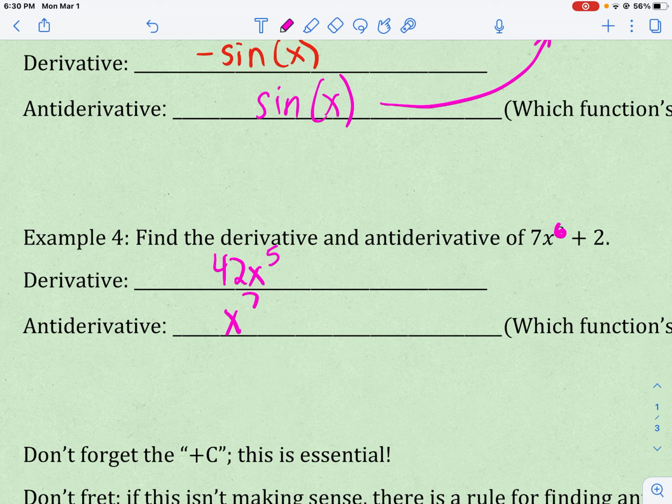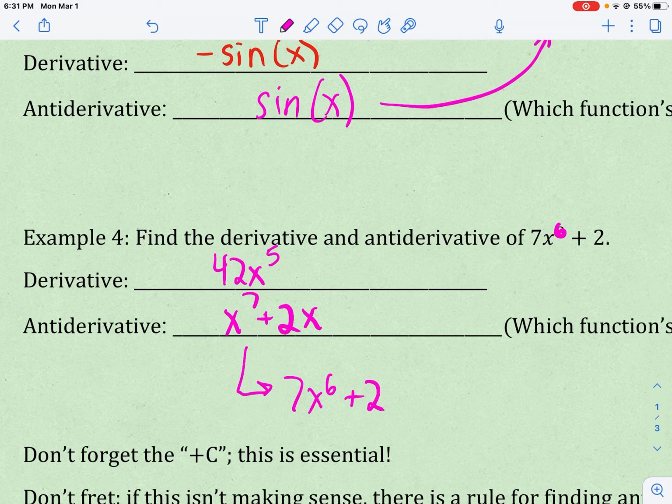Now, what function gives us the derivative of just 2? Well, that would be 2x, right? So again, we can check this by taking the derivative. The derivative of x to the 7th is 7x to the 6th. Derivative of 2x is 2. So we get 7x to the 6th plus 2. That's what we started with.